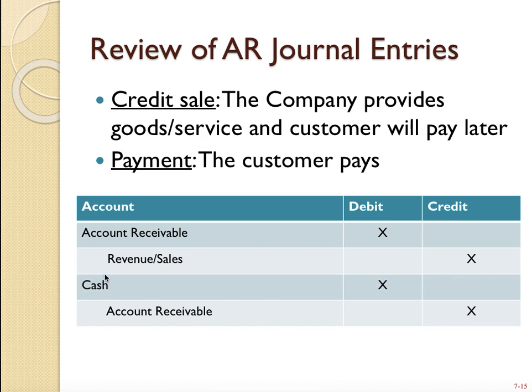And again, this should all be reviewed from previous chapters, the journal entries related to AR, okay? So when there's a credit sale, the company provides goods or services and the customer will pay later, we record this entry, okay? We debit accounts receivable and we credit revenue or sales, right? Revenue and sales mean the same thing.